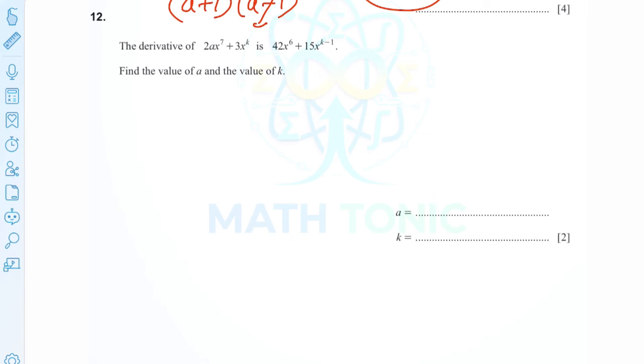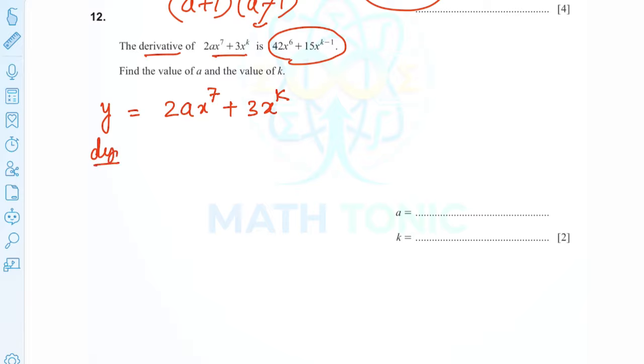Question number 12 is given that the derivative of this is equal to this, then find the value of a and k. So let's start. First of all, I'll try to make it equal to y. So that is y equals 2a x power 7 plus 3 x power k.